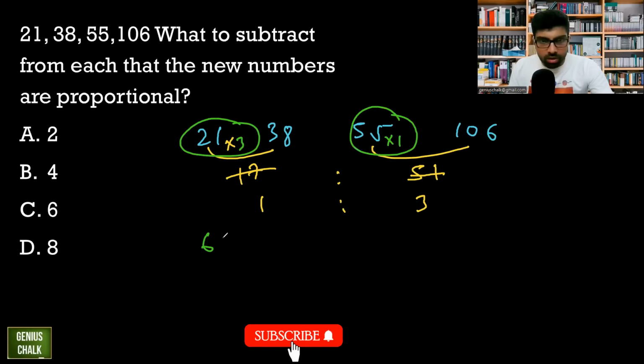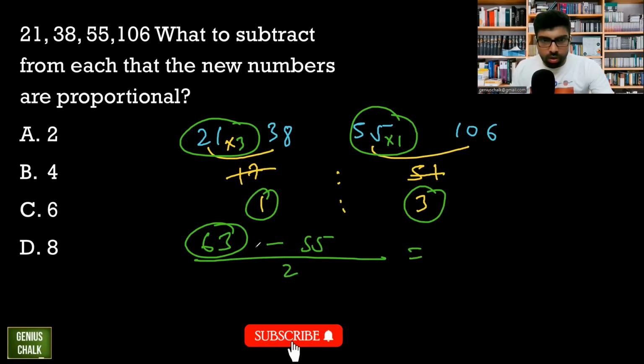So what is it? 63. This is 55. The difference, because it's subtracted, this must be ahead. So there is positive sign, yes. And 3 minus 1, that is 2. So what is the difference? 13 minus 5, 8. 8 by 2 is 4. That is option B, right?